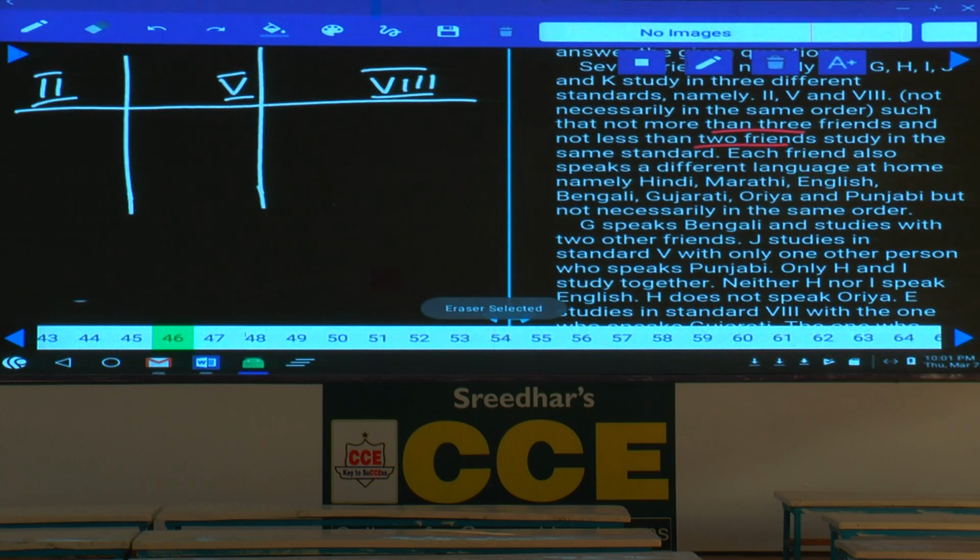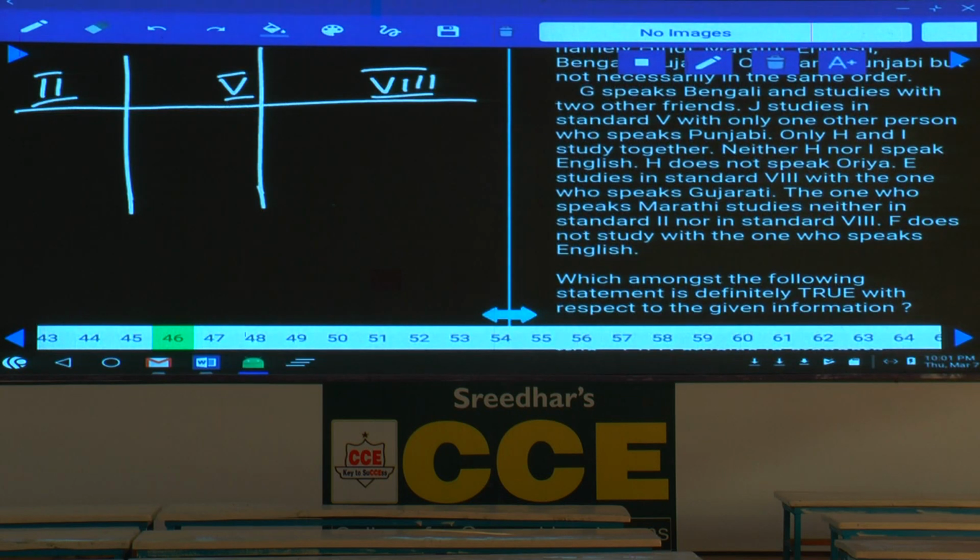This is the information we have. Each friend also speaks a different language at home, namely Hindi, Marathi, English and so on. So 7 persons, 7 different languages given. Now G speaks Bengali. What about this G? As of now I cannot represent the data. G can be either in the 2nd class, 5th class or the 8th class.